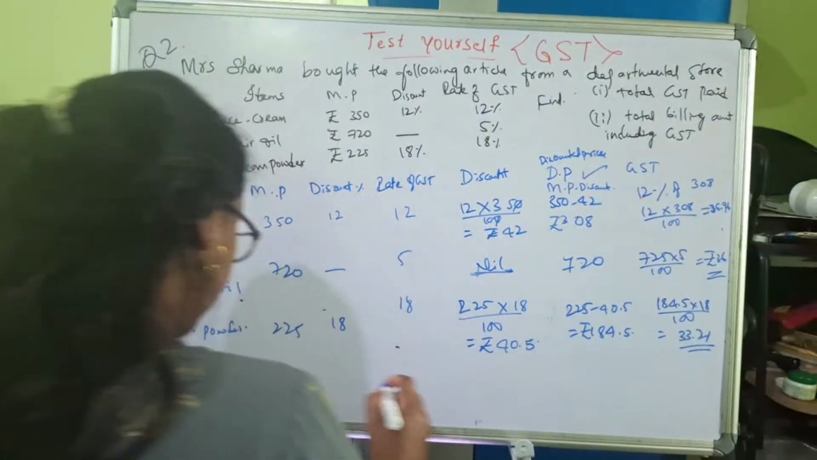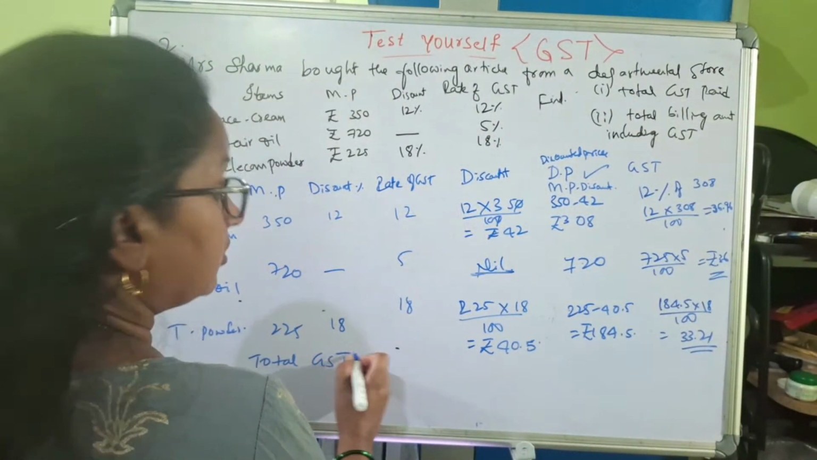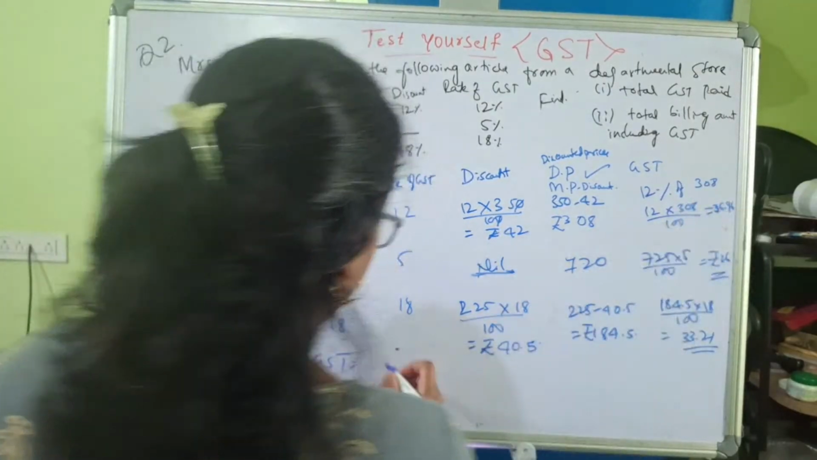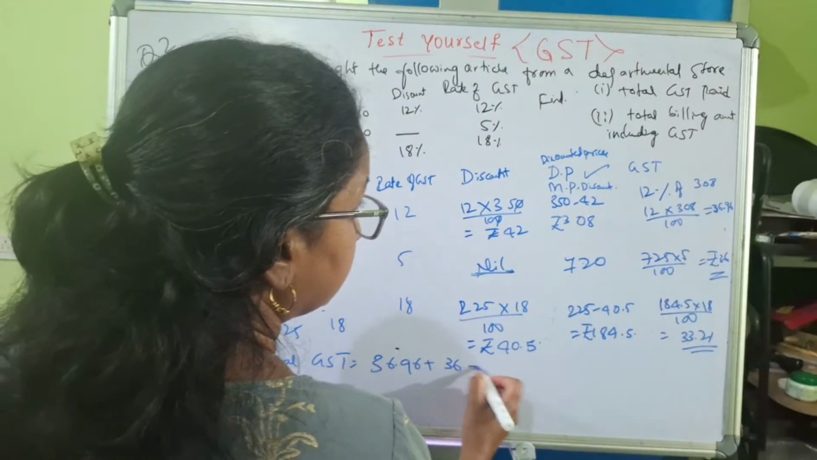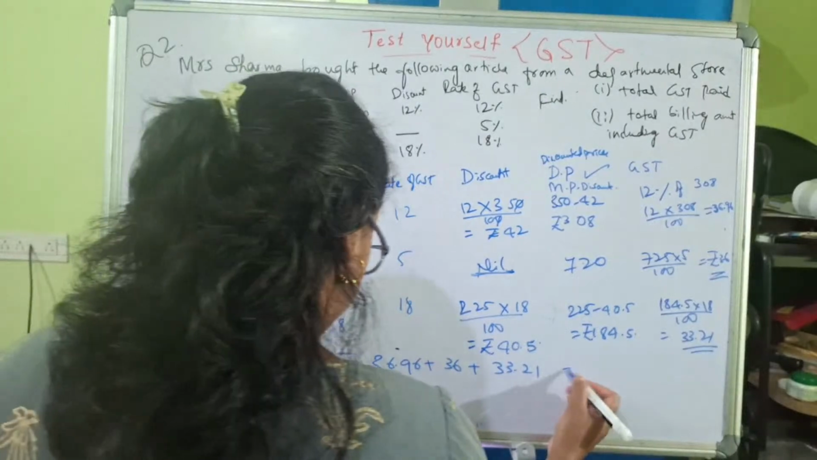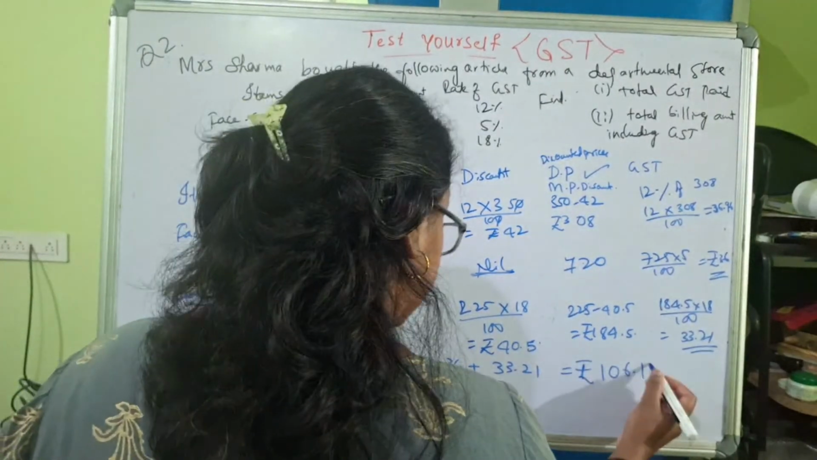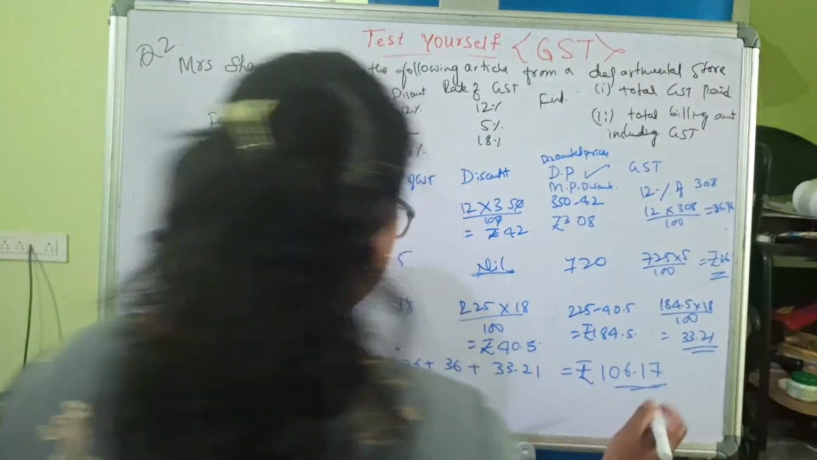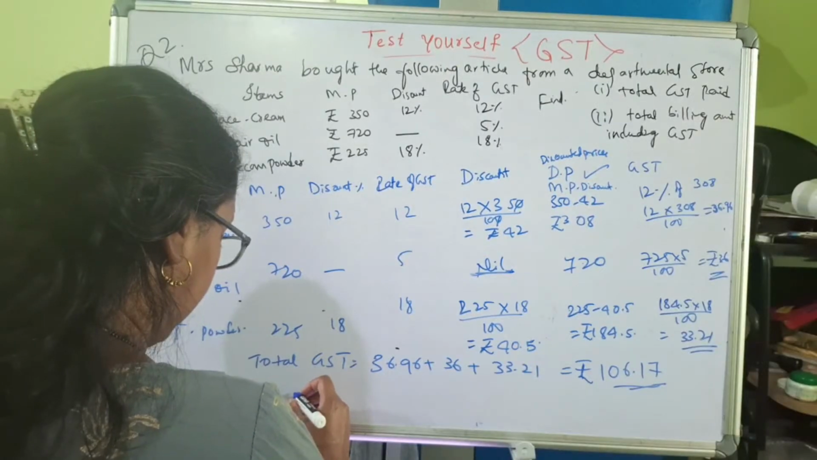So total GST is equal to 36.96 plus 36 plus 33.21, which is equal to rupees 106.17. So this is the total GST paid.